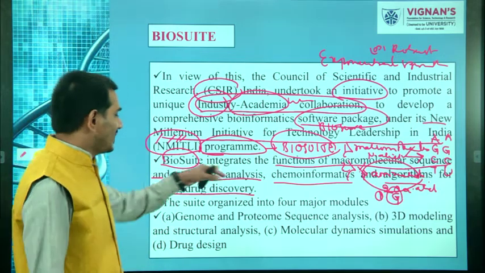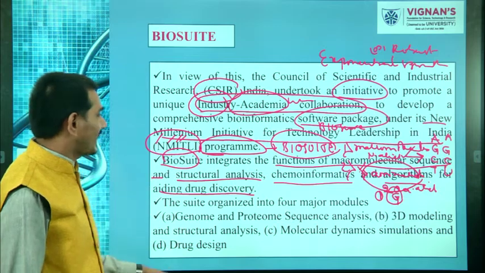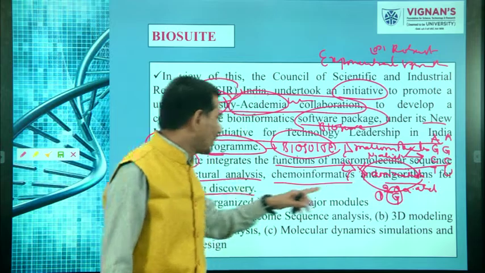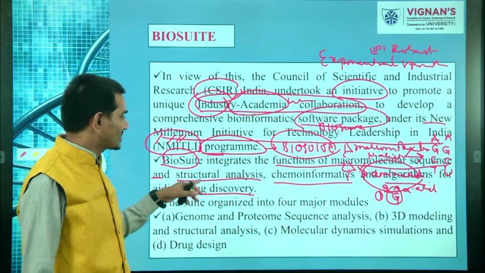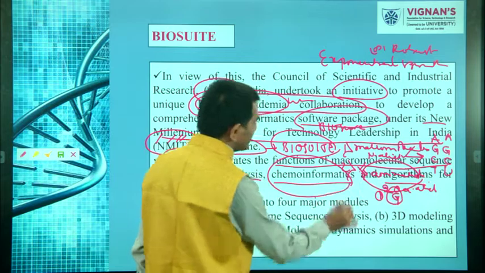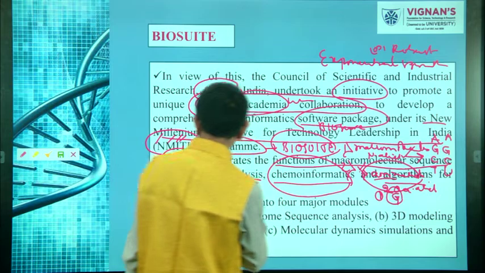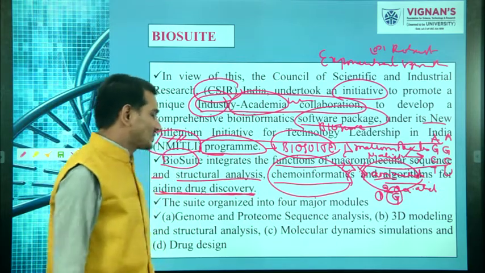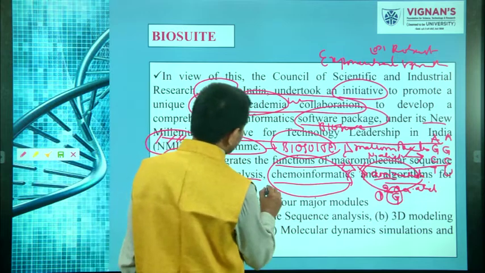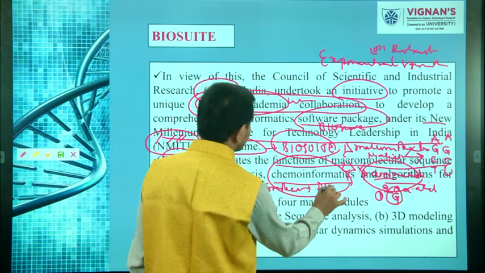Right. So Biosuite, which is a comprehensive bioinformatics software package, integrates the functions of macromolecular sequence and structural analysis. Cheminformatics is a branch of science which deals with pharmacogenomics, and algorithms for aiding in drug discovery. As mentioned earlier, after successful completion of molecular modeling, the next step is drug discovery.